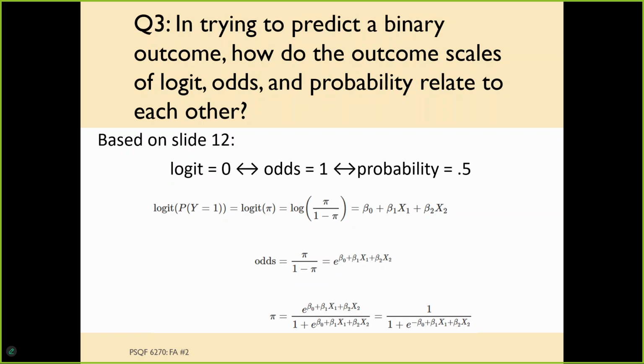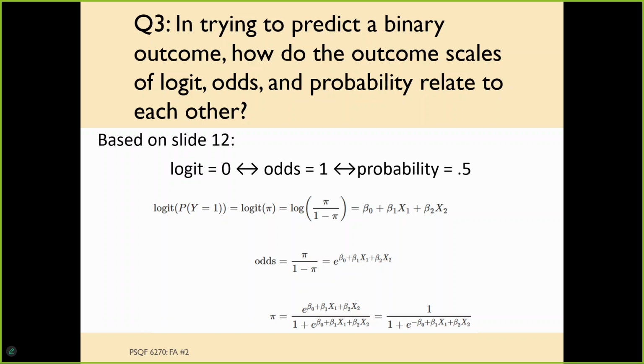So for the odds in the middle, if it's between 0 and 1, that's equal to less than 0.5 probability or a negative logit. And if the odds are above 1, then that's equal to a probability above 0.5 and a positive logit. Yes, we are talking about the limits in probabilities, logits, and odds.